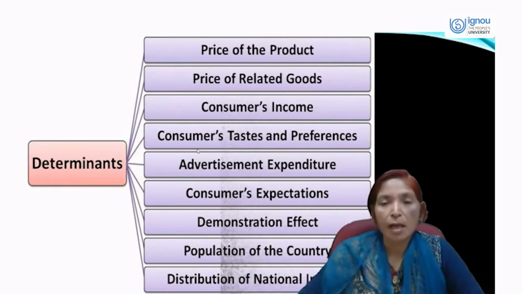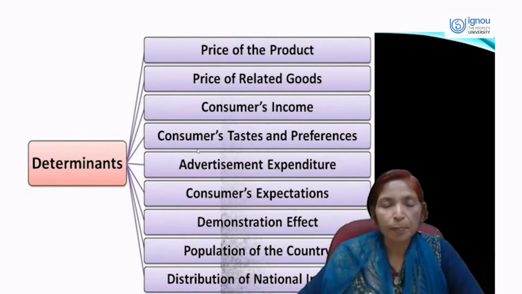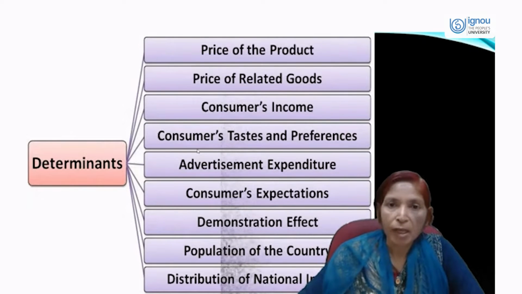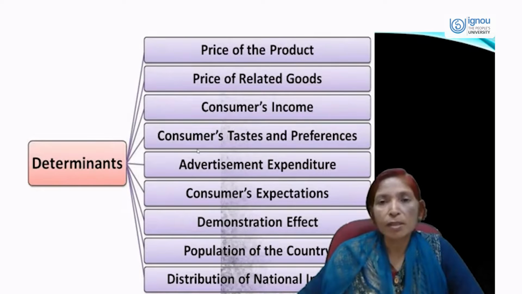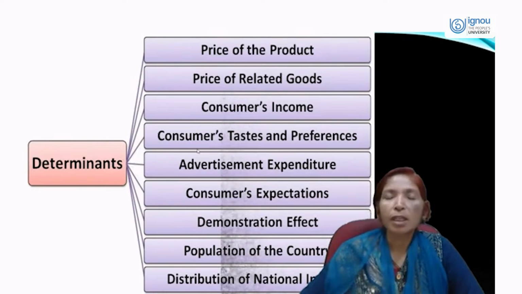The second point is the price of related goods. The price of related goods, or price of other commodities, also affects the demand for a commodity. Two types of goods are included in related goods: one is substitute and the other is complementary. Substitute goods are those goods which can be used in place of each other.